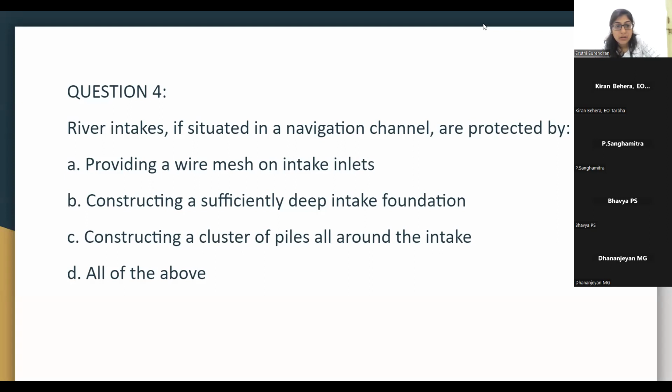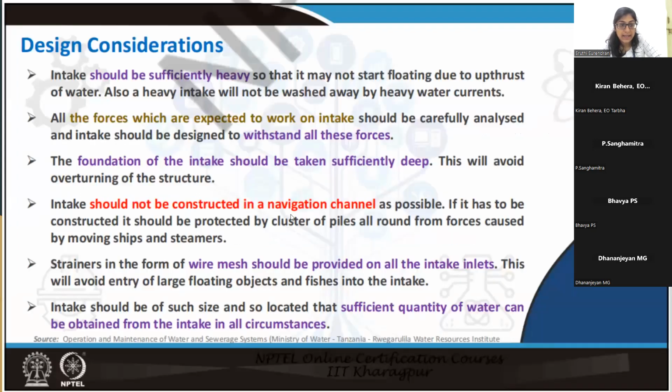Okay, so few of you have given D as the option, and I'll move on to the answer. The answer is C actually.